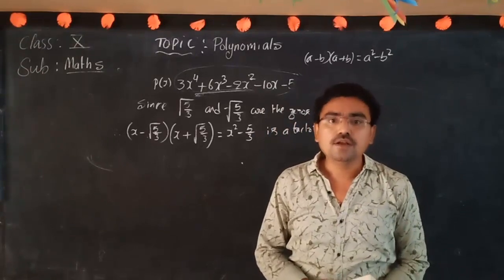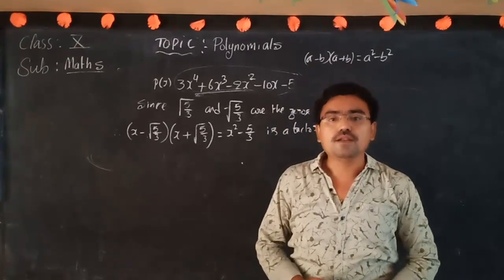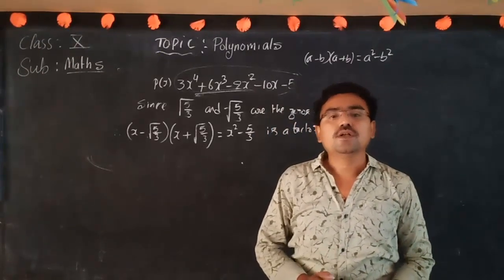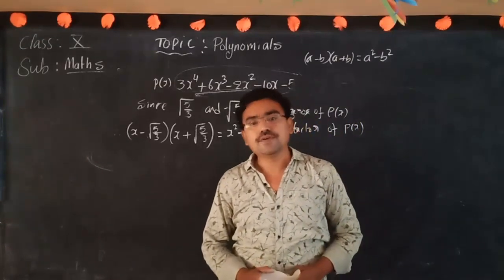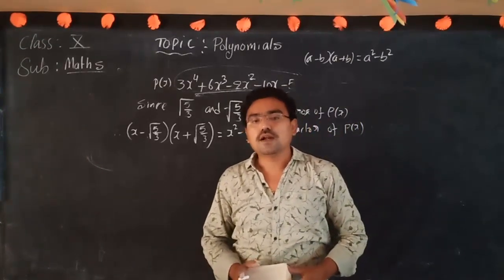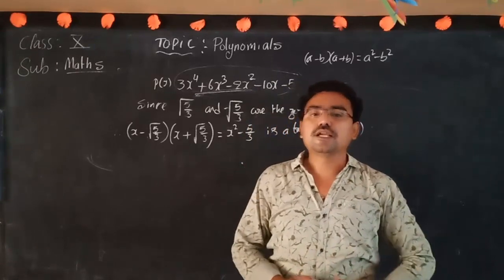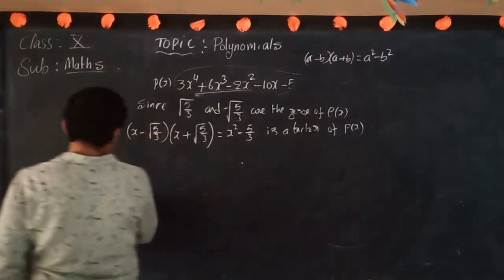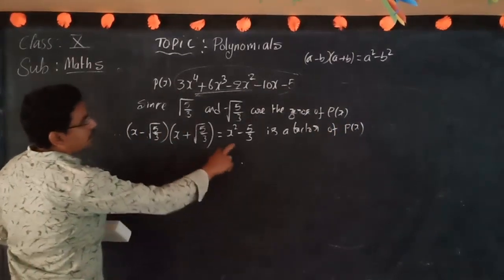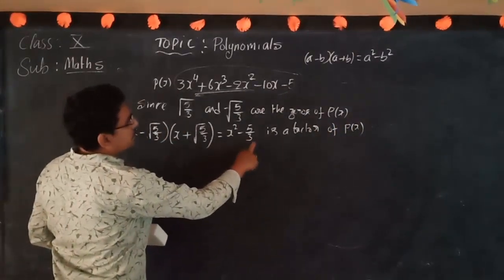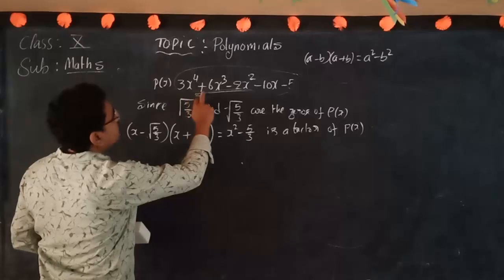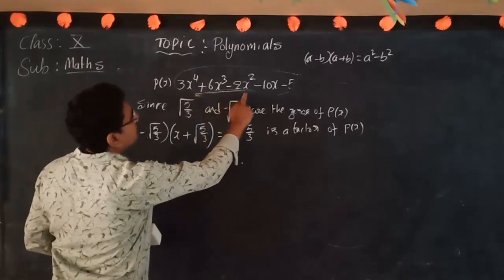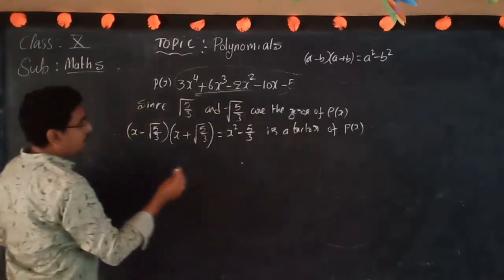By using the factor, while dividing the given polynomial with this factor, we get the quotient. For that quotient, if you identify the zeros, these are the required zeros for the given polynomial. So we divide 3x power 4 plus 6x cube minus 2x square minus 10x minus 5 by x square minus 5 by 3, and we get that.